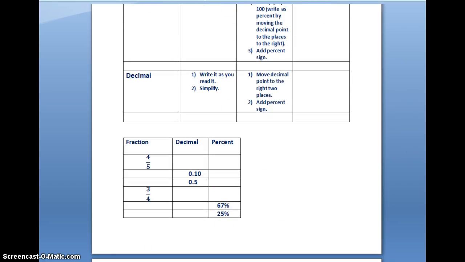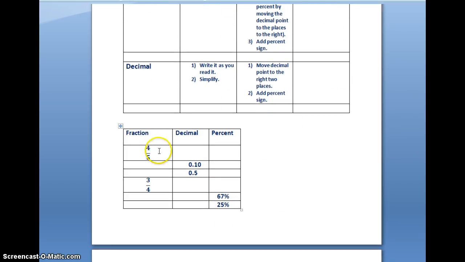So look down here, we'll do these together in class, but if I've got a fraction of 4/5, how do I find that as a decimal? Well, I just throw in my calculator 4 divided by 5, and that's going to give me 0.8. So then you write this here, 0.8, and then you can move the decimal point over 2 times to the right to get your percent.